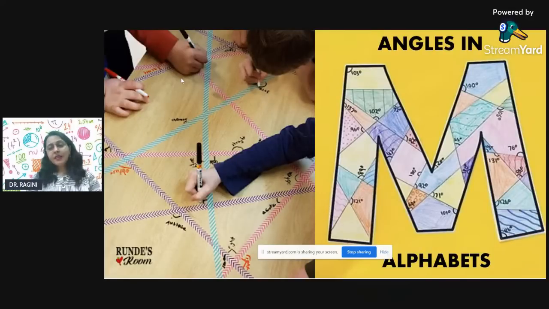Then angles in the alphabets. Ask the child to write any letter in geometrical shape of their names. So if it is Mayank, the M of Mayank. With a thickness, they can divide the page into as many divisions as they could. They can color it with pencil colors, crayons, and then ask them to measure any 10 angles of their own choice. So this makes their activity more interesting and more learning.